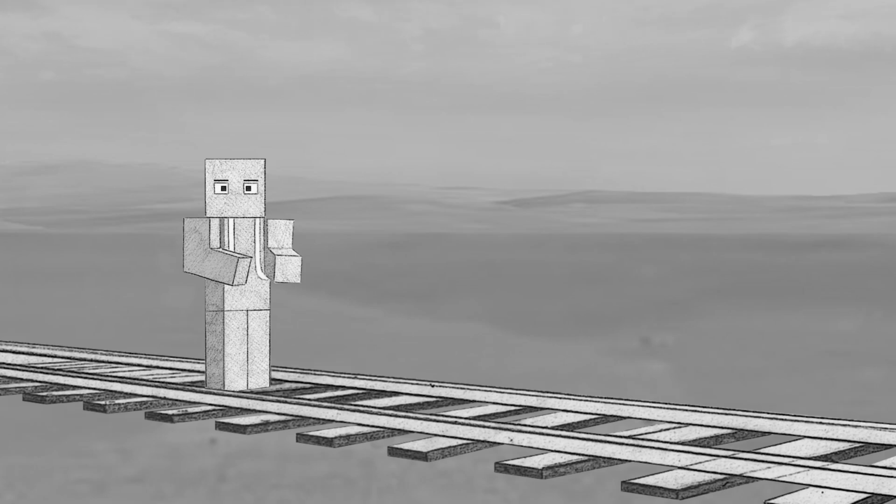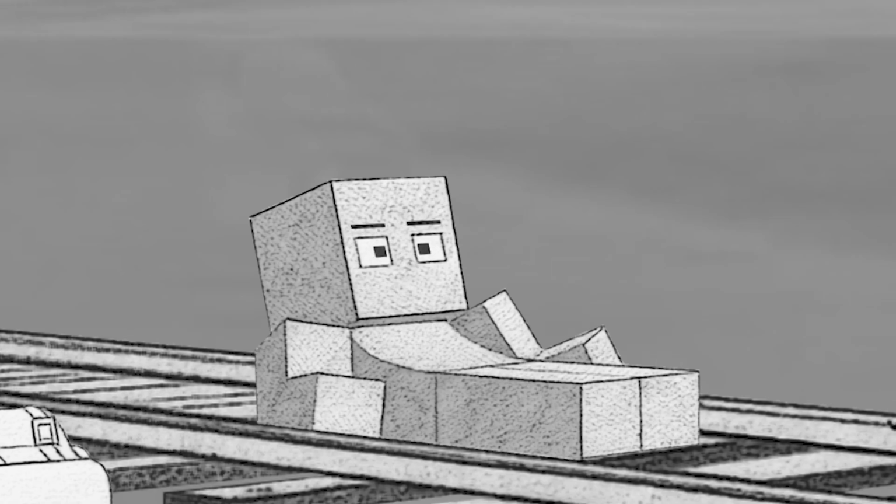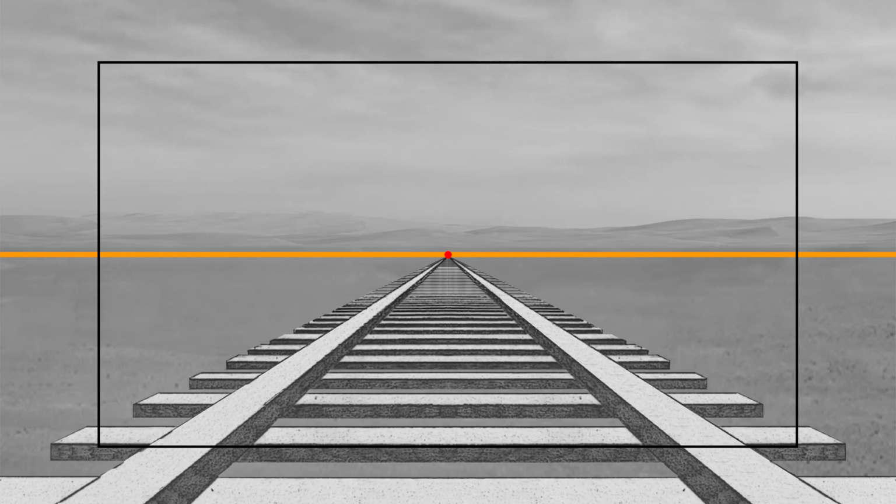Seriously, lay down on the ground. Now, if you look in front of you again, you'll see that something's changed. The horizon line has moved lower down and is now closer to the train tracks. And this is because the horizon line is also our eye level.